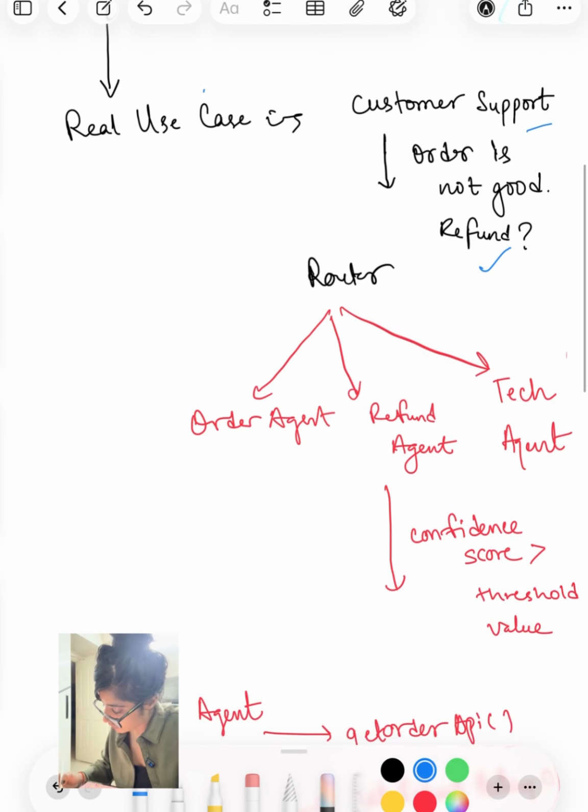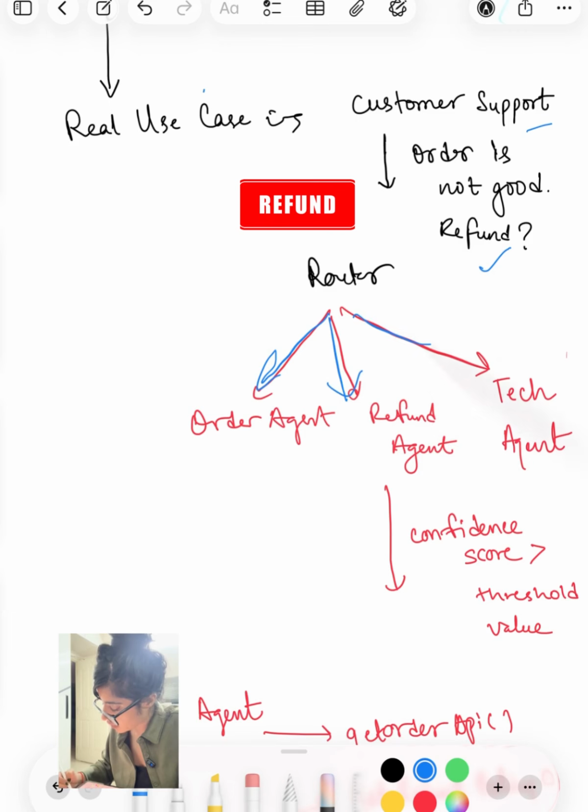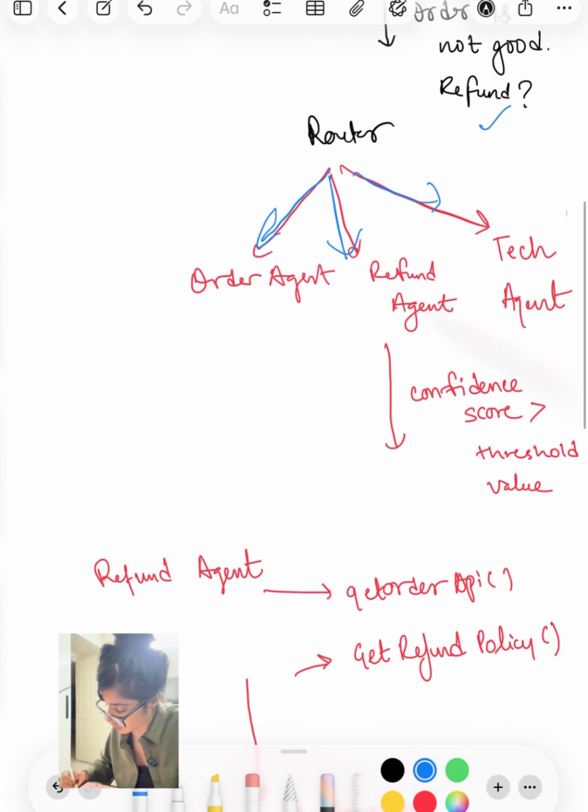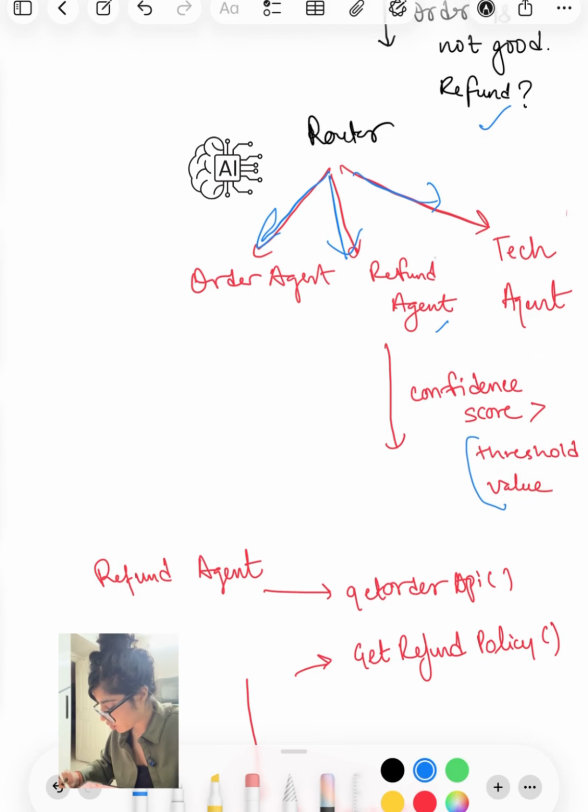I will be taking one example, which is a customer support agent. The customer support agent is getting a request from the customer that my order is not good and I want a refund of that particular order. Now the router, what will it do? It will try to understand the intent of the problem and it will redirect it to a particular agent. It will do some classification or try to understand. It can also use an LLM behind it to understand what the intent of the problem is. Then it can go to a particular agent.